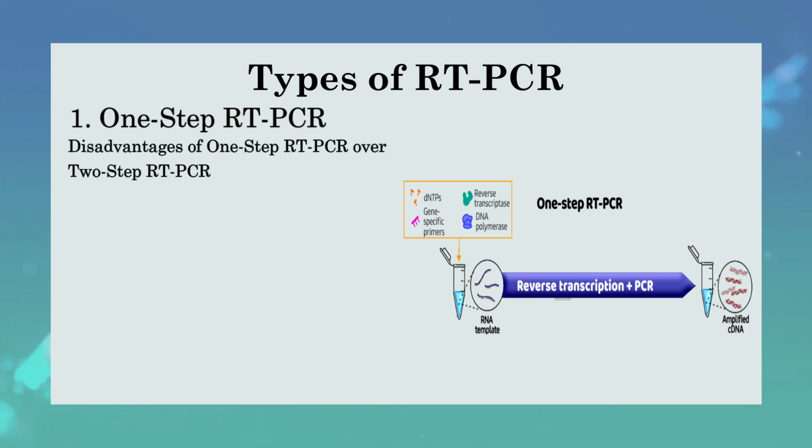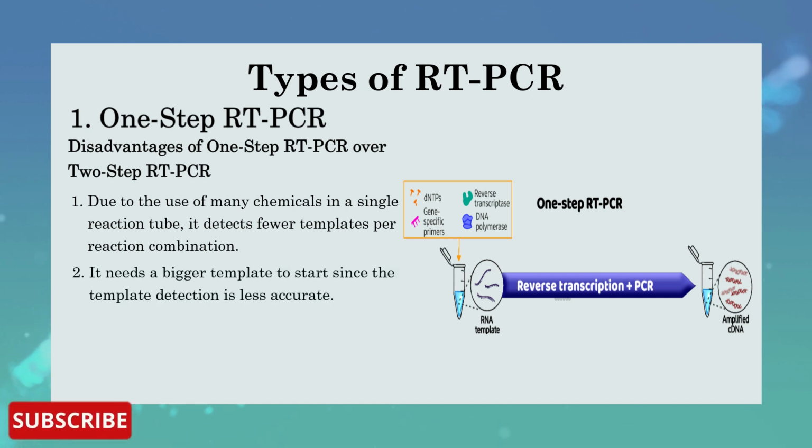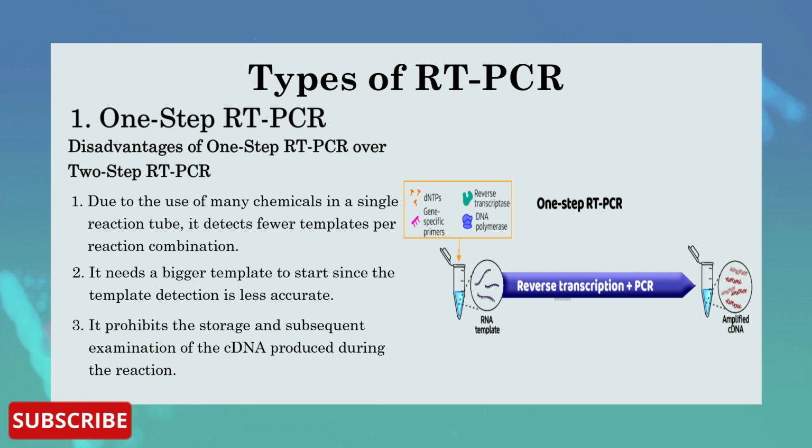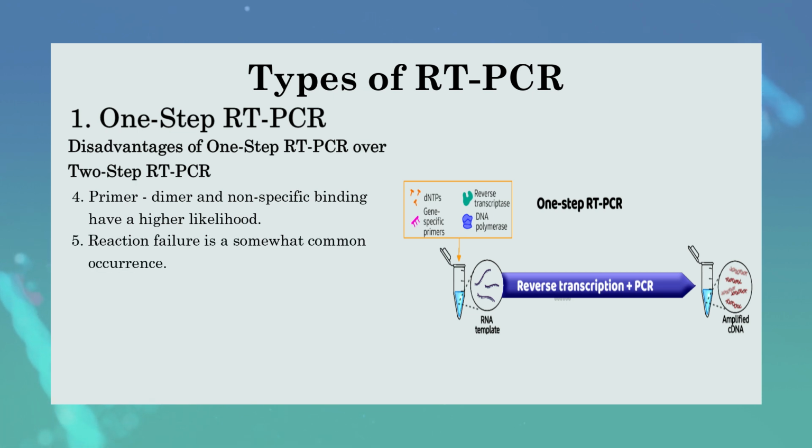Disadvantages of one-step RT-PCR over two-step RT-PCR are: due to the use of many chemicals in a single reaction tube, it detects fewer templates per reaction combination. Number 2, it needs a bigger template to start since the template detection is less accurate. Number 3, it prohibits the storage and subsequent examination of cDNA produced during the reaction. Number 4, primer dimer and non-specific binding have a higher likelihood. Number 5, reaction failure is a somewhat common occurrence.